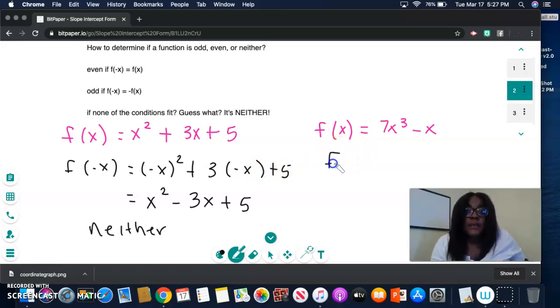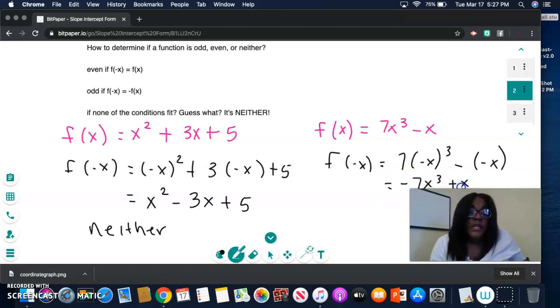So here you're going to do the same thing. f of negative x is equal to 7, you want to replace negative x cubed minus negative x. Here we know that negative x cubed is going to give us negative 7x cubed plus x. So when we talk about whether it's going to be even or odd, in this case, 7x cubed became negative 7x cubed, and minus x became a positive x.